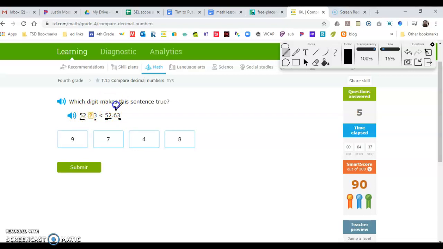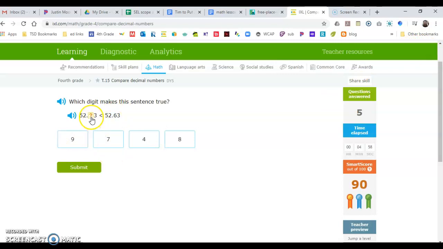The difference is right here. We have the 6/10 and the unknown tenth. And we want to make this number larger. Or to make it true, we want to make this number smaller. Therefore, the 10th place must be smaller on this side than the 10th place on this side. So I can't pick 9. That's larger than that. 7's larger than 6. Let's pick 4. 4 is smaller. I'm picking 4 because I want this number on the left to be less than the number on the right.